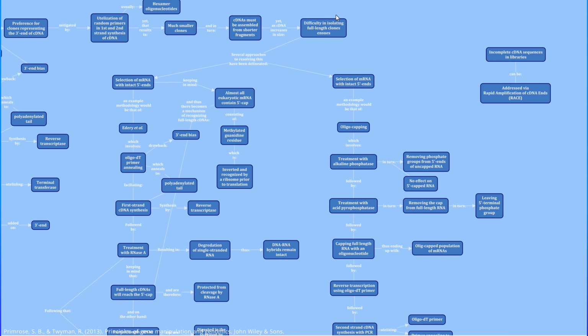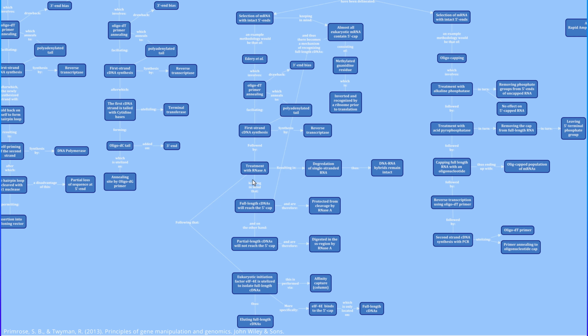So I said that there can be difficulty in isolating full-length clones that ensues as a result of this, and there are several approaches to resolving this that have been delineated. So we can select messenger RNA with intact 5' ends. An example methodology of this would be that by Edery, which involves oligo-dT primer annealing, facilitating the first strand cDNA synthesis. Again, the oligo-dT anneals to the poly A tail, and then this is followed by treatment with RNase A. You want to keep in mind here that the full-length cDNAs will reach the 5' end cap, and on the other hand, the partial-length cDNAs will not reach the 5' end cap.